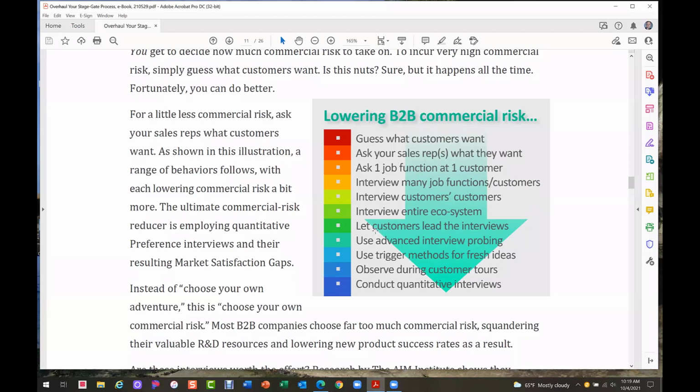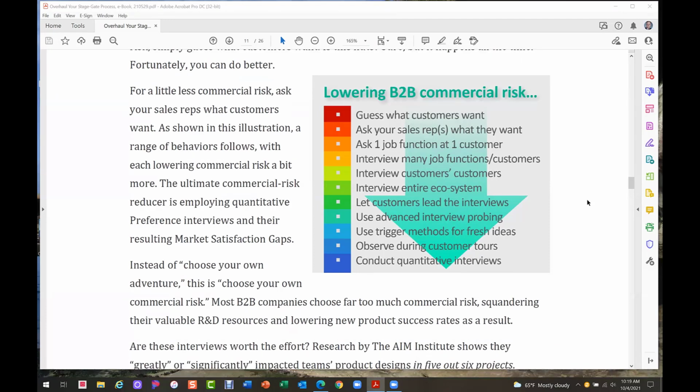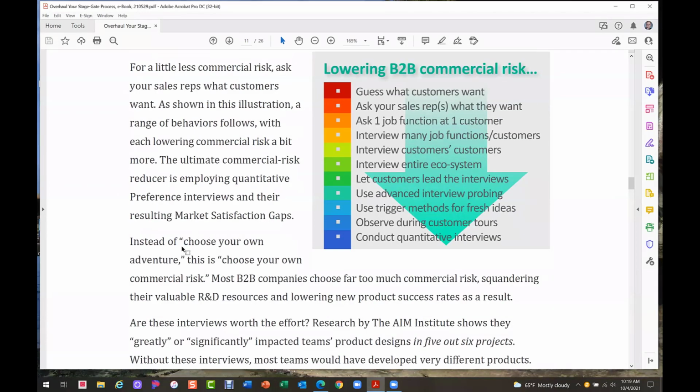And then I start changing my method of interviewing where the customer takes me to the good stuff. And I add advanced probing and trigger methods and tours. And the best one of all is the last one. It's conducting quantitative interviews. Have you ever seen one of these books that's called Choose Your Own Adventure? Well, what we've got now is choose your own commercial risk. And so we get to decide how much commercial risk we want to go at.